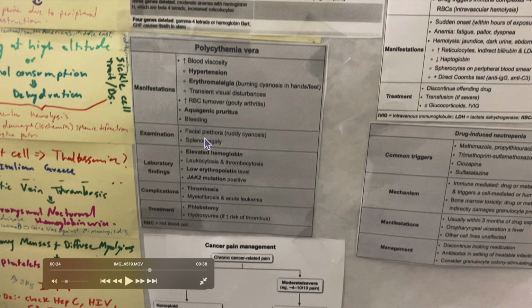On examination, facial plethora, you can get that in PCV, and splenomegaly. Lab findings are elevated hemoglobin, leukocytosis, and thrombocytosis, low erythropoietin level, JAK2 mutation positive. Complications here are thrombosis, myelofibrosis, and acute leukemia. Treatment here is phlebotomy, and hydroxyurea if increased risk of thrombus.